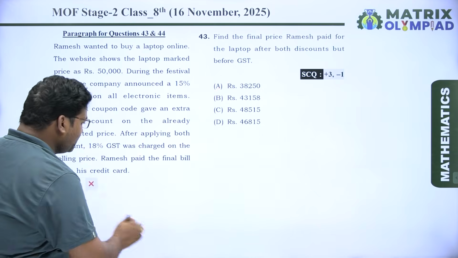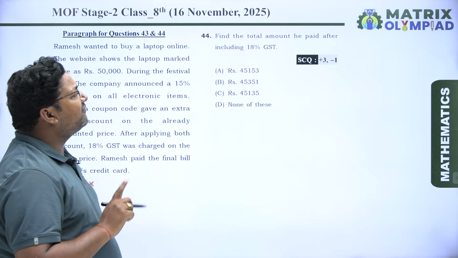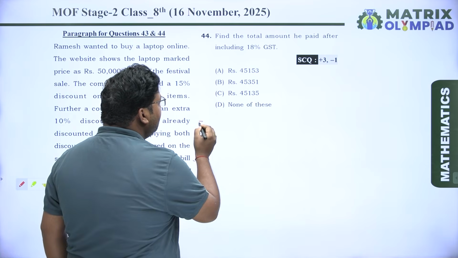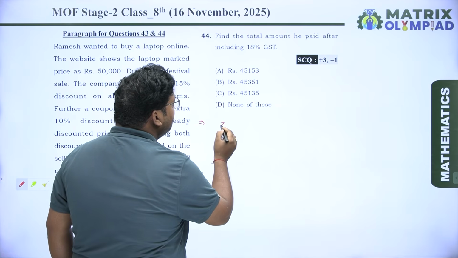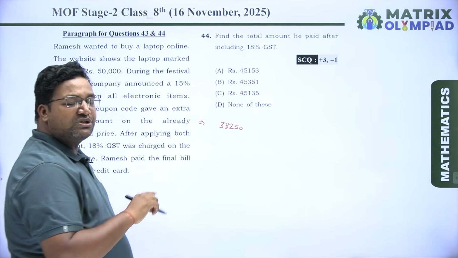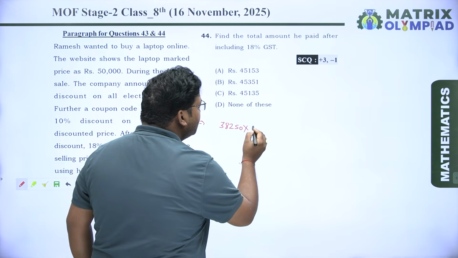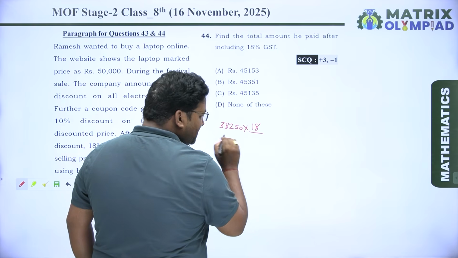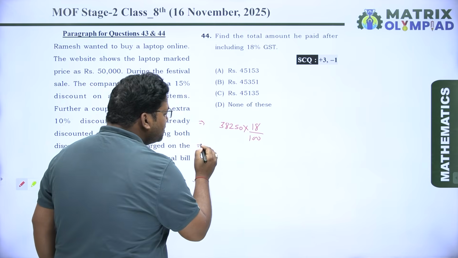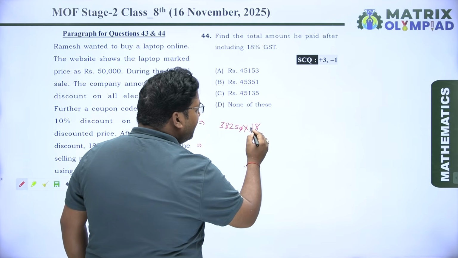Now coming to the next question. Find the total amount he paid after including 18% GST. So before GST, the price of the laptop is 38,250. In the previous question we have already calculated this amount. Now we have to find the 18% GST of this amount. So 18 upon 100, we have to multiply this by this amount. Here you can see these zeros are cancelled out.